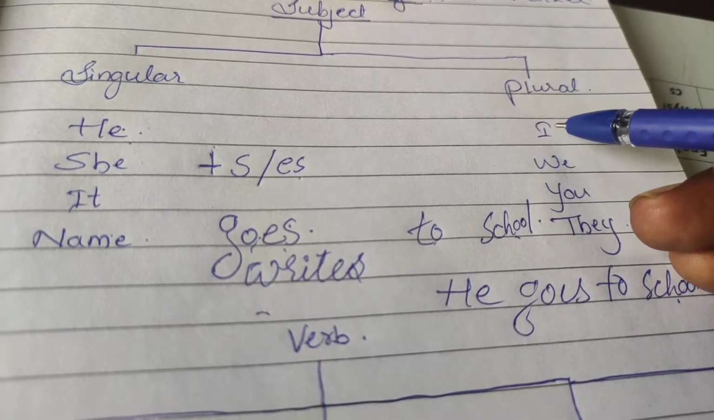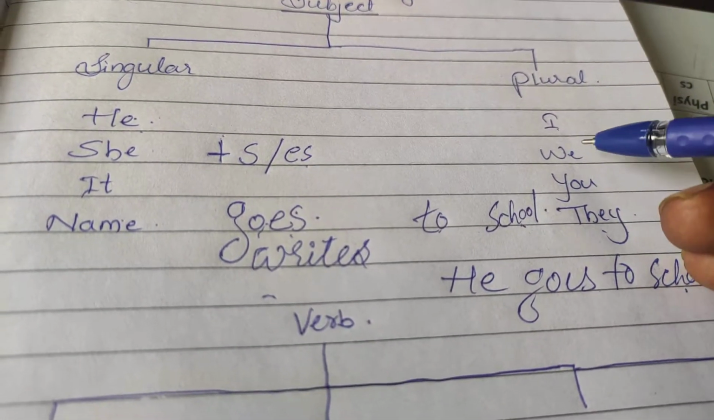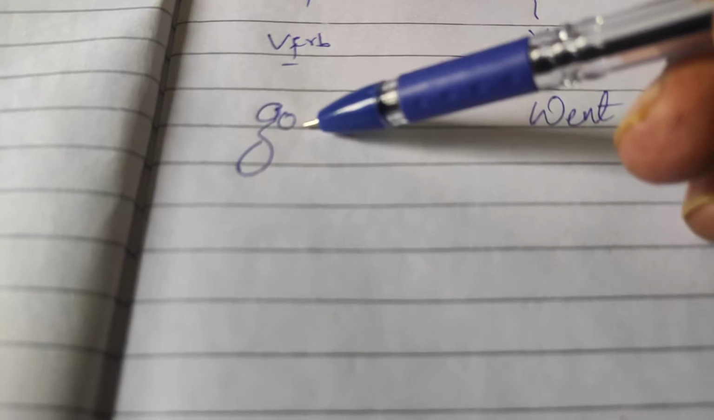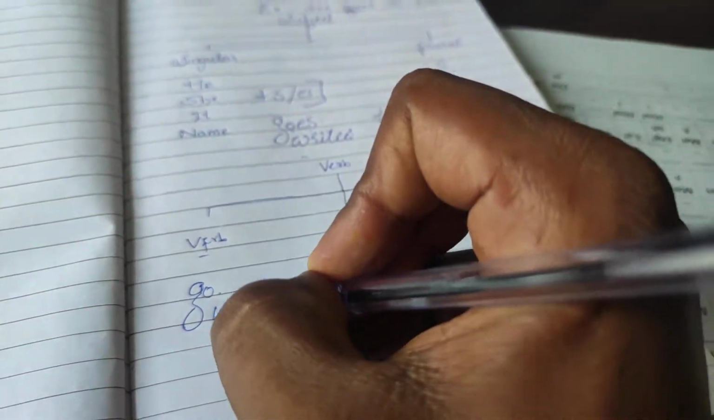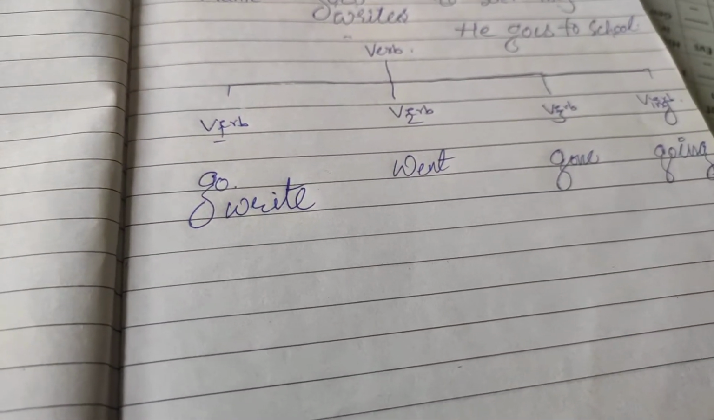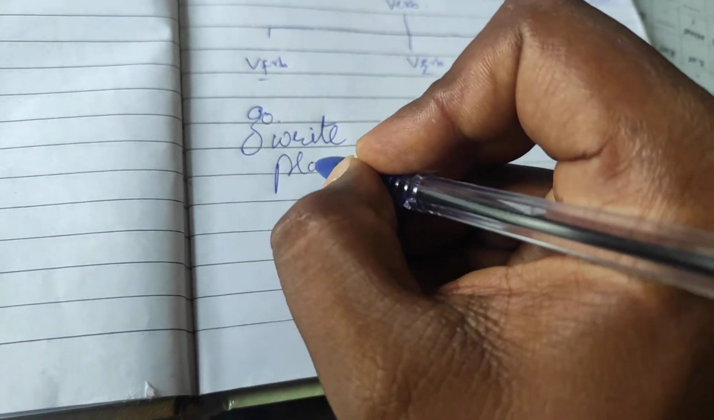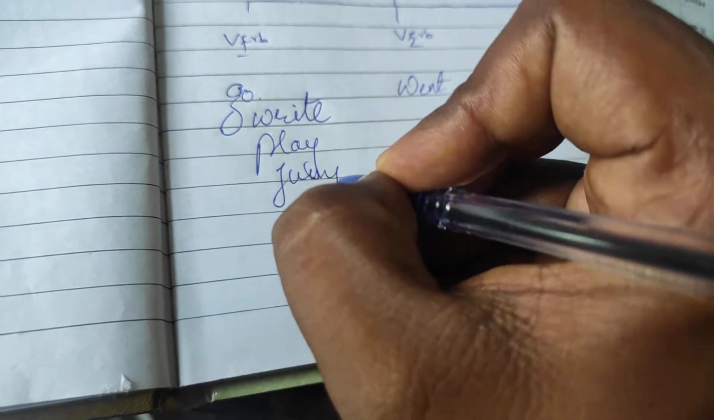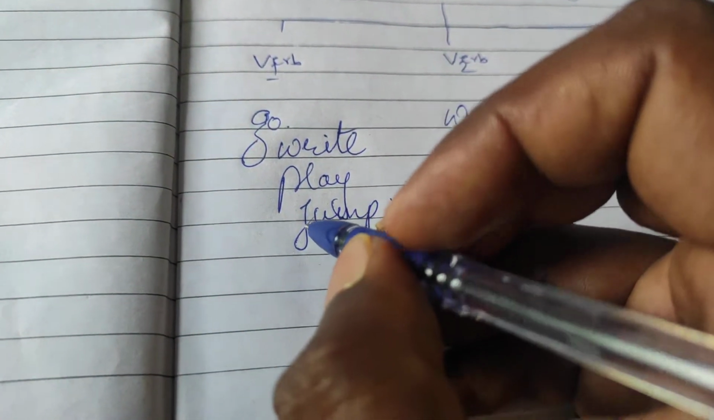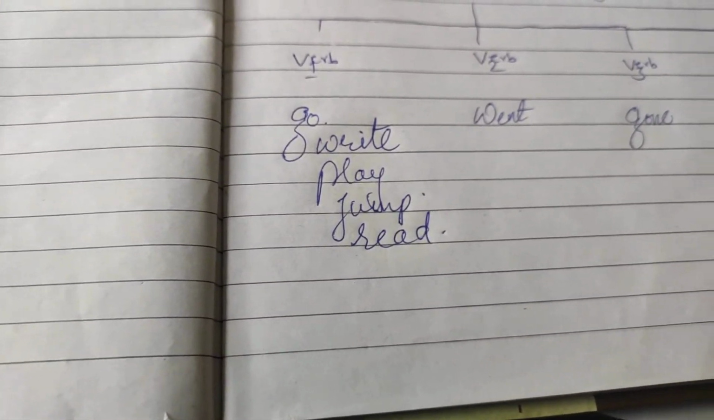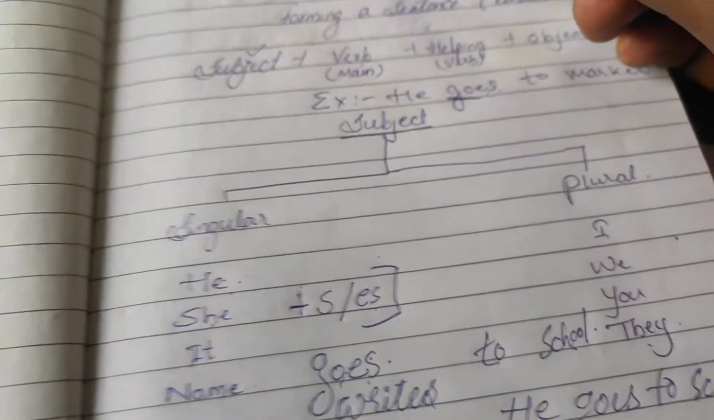Similarly, when you are using I, we, you and they, you don't have to add s or es, you just have to write the first form. The first form for any verb is like this: for go it will be go, for write it will be write. For these things you have to learn by heart the types of verb, the formation of verb: write, play, jump, and many other things like read.